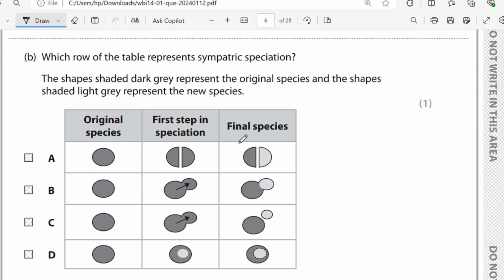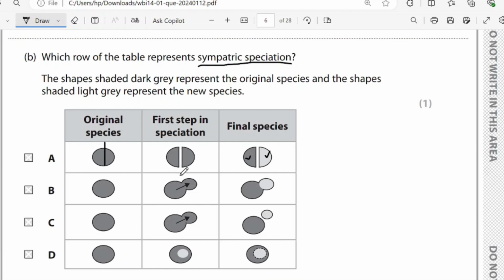This is the next question. Which row of the table represents sympatric speciation? The shapes shaded dark gray represent the original species, and the shapes shaded light gray represent the new species. As you can see, the original species in all four options is dark gray. Let's see A. It shows that two groups have come from that one single group, and afterwards one of them became the new species and one of them was the pre-existing one.